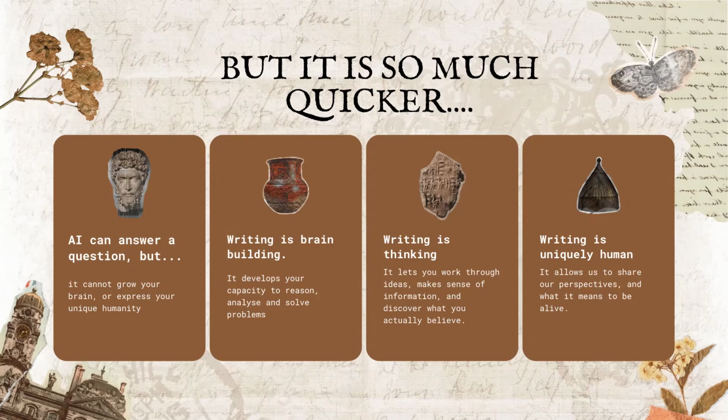Writing is thinking. It lets us work through ideas, make sense of information, and discover what you actually believe. As you write, you work out whether your ideas are functional or not. Sometimes when you write something down, you can quickly see that your argument is falling flat, and then you need to think again. The last one is writing is uniquely human. It allows us to share our perspectives and what it means to be alive.